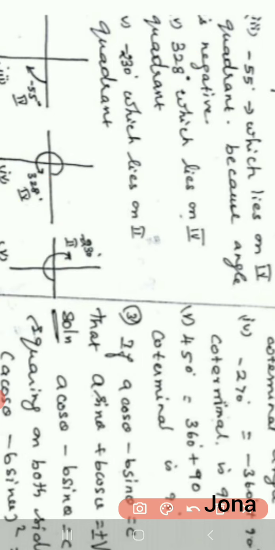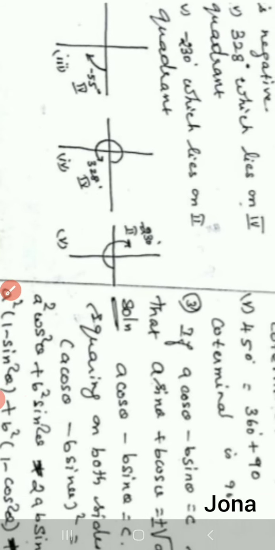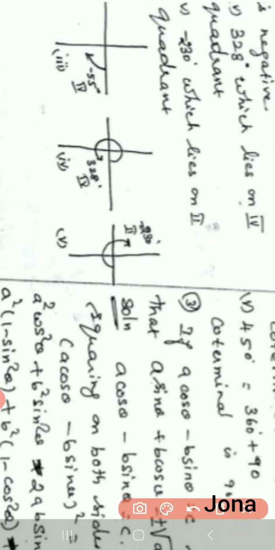The next one, minus 230 degree. That minus is nothing but we have to take the opposite direction, isn't it? So let me take this opposite direction. From 0, 0 to 90, 90 to 180 and then 180 plus something is 230, isn't it? So it lies in this quadrant here. This is the second quadrant. So minus 230 lies in the second quadrant. Do you get it now? Okay, let me see the next problem.